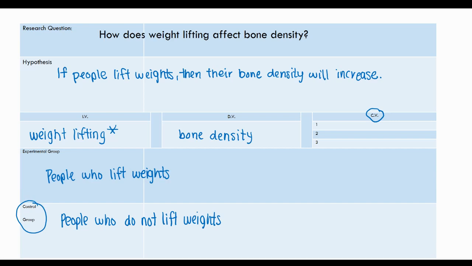Some controlled variables that we can think of between these people is probably their age. Maybe make them around a similar age because older people tend to have less bone density. Also, another factor that can affect bone density is the sex of the individual, so whether they're male or female. Some other things that we probably want to control are their diet. You can also probably control the amount of exercise.